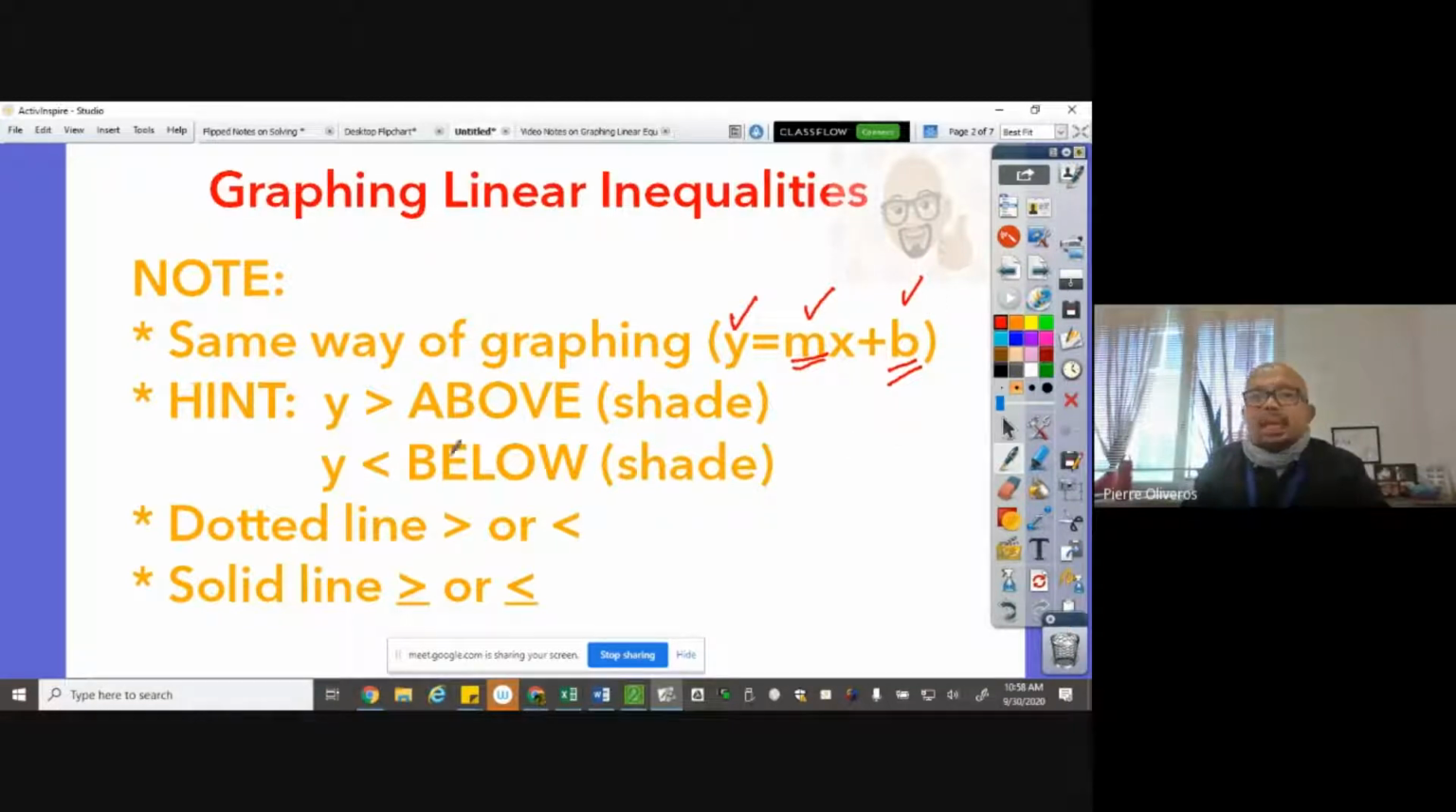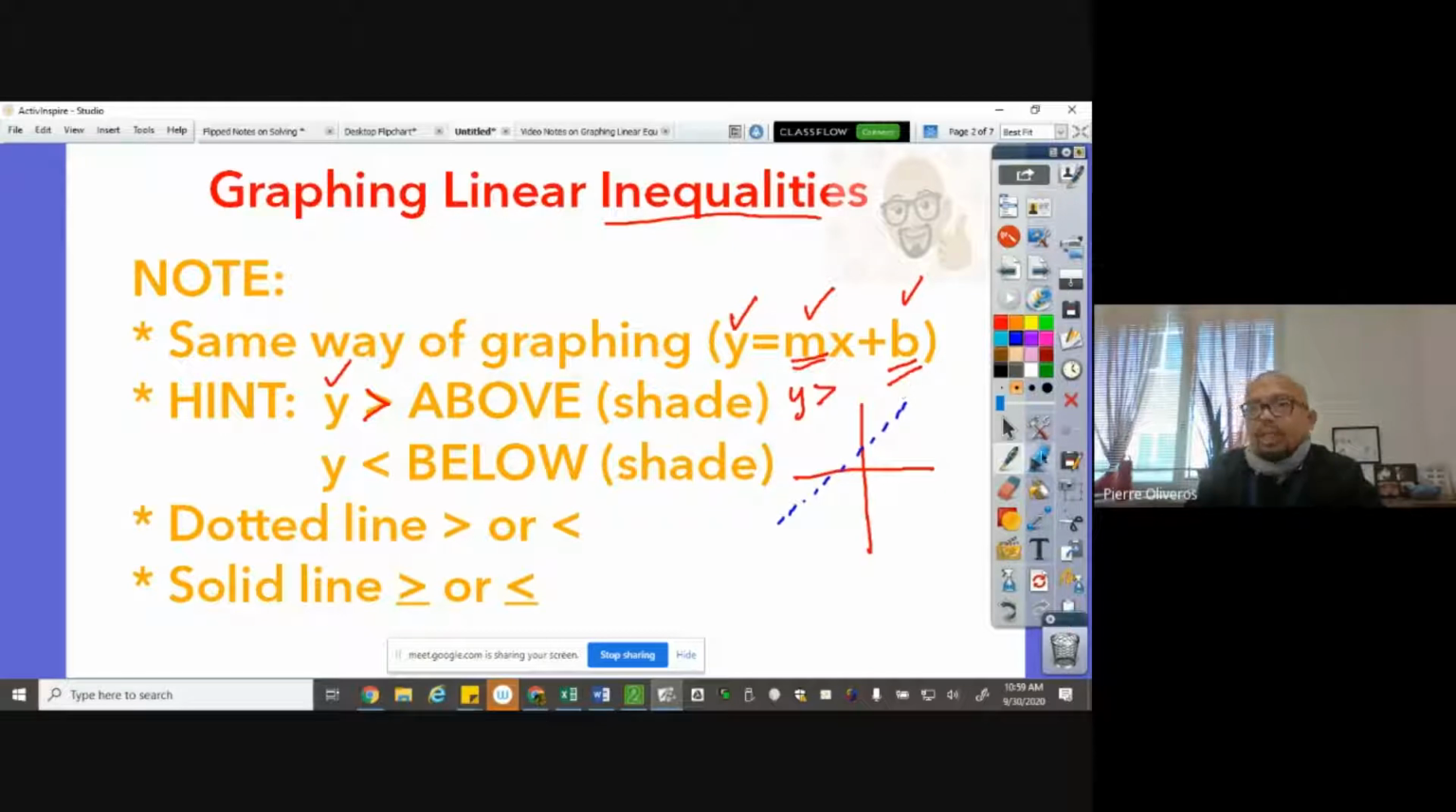The only difference is that inequalities talk about greater than and less than, or greater than or equal to, or less than or equal to. Here's a hint I would like to share: if you already have an inequality where y is by itself on the left side, and the inequality is greater than, you will shade the above portion of the line. When you have y less than or less than or equal to, you will shade the below portion of the line.